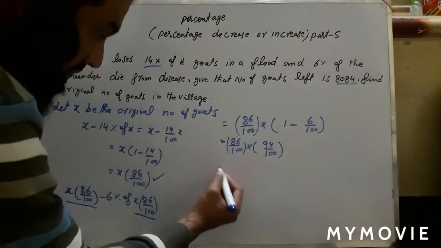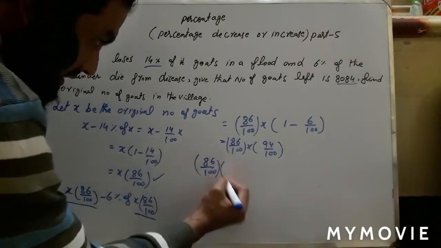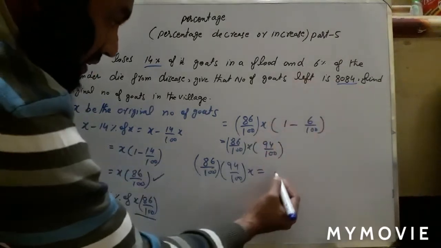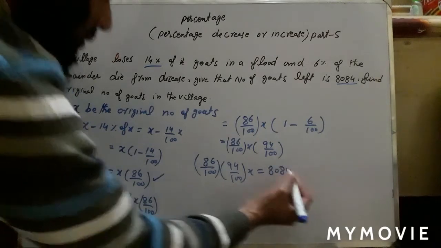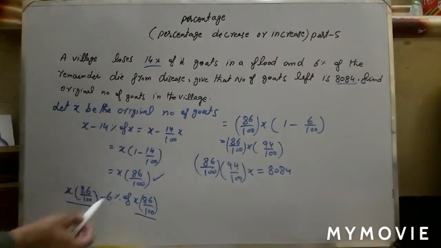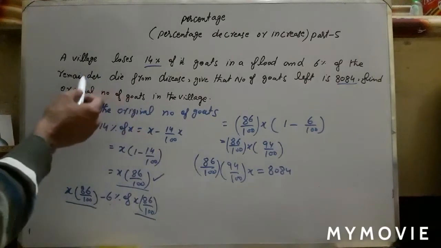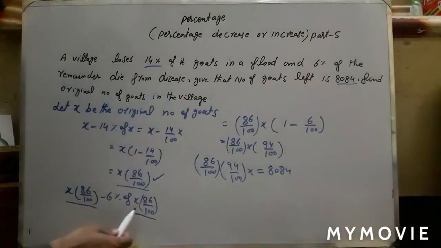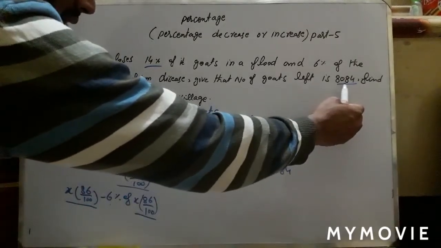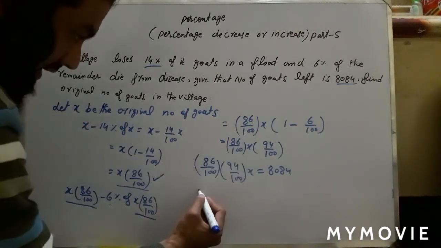And you put 86 by 100, and the second value 94 by 100, and that's x. The value will be equal to 8084 after the deductions. First the 14% loss, I find this one, and then the remaining value 6% loss, the value is this one, and he says the number is 8084. So I write this number equal to this one, and then I solve.